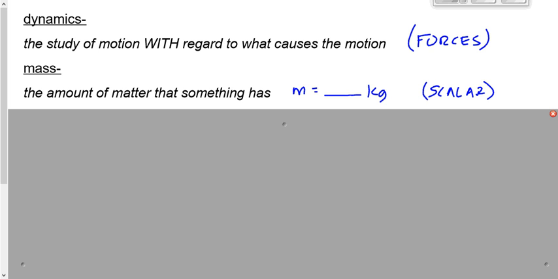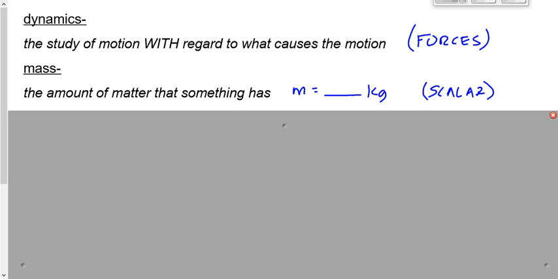Mass is the same everywhere in the universe. It doesn't change. If I go to the moon, I lose weight. I lose 5/6 of my weight. 83% of my weight is gone almost overnight. But if I go to the moon, my mass doesn't change. My mass is still going to be 70 kilograms no matter where I go in the universe.